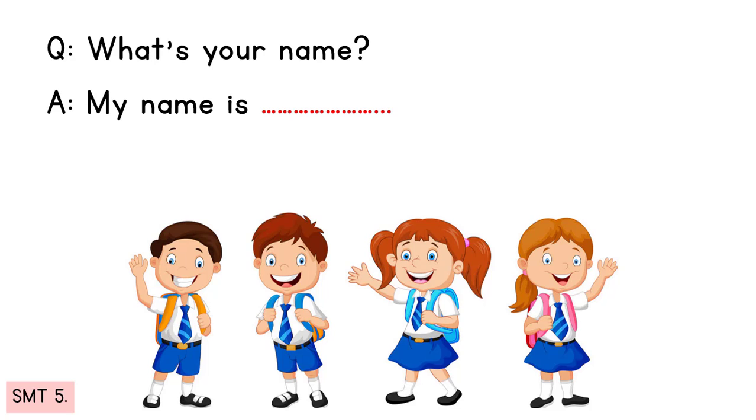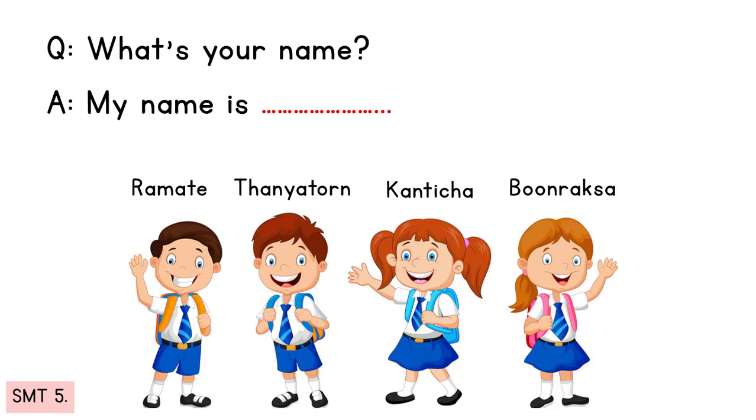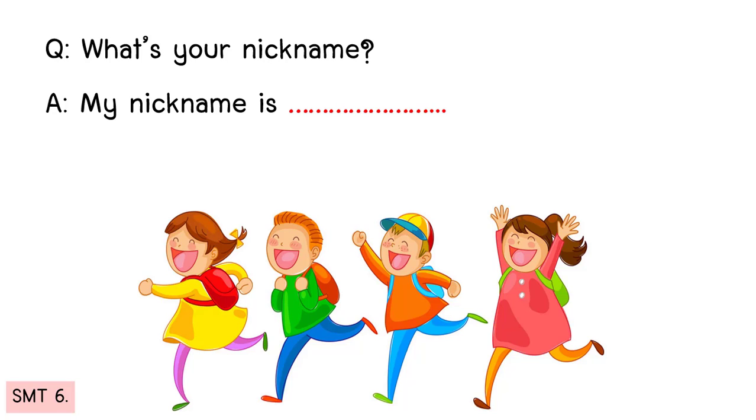What's your name? Look at the first boy. My name is Ramit. Next boy. My name is Thanyathorn. Next girl. My name is Kantisha. And the last girl. My name is Bunraksa. This is how to answer the name. Okay, next. What's your nickname? My nickname is Om Tang. My nickname is Sun. My nickname is Pim. My nickname is Natcha.